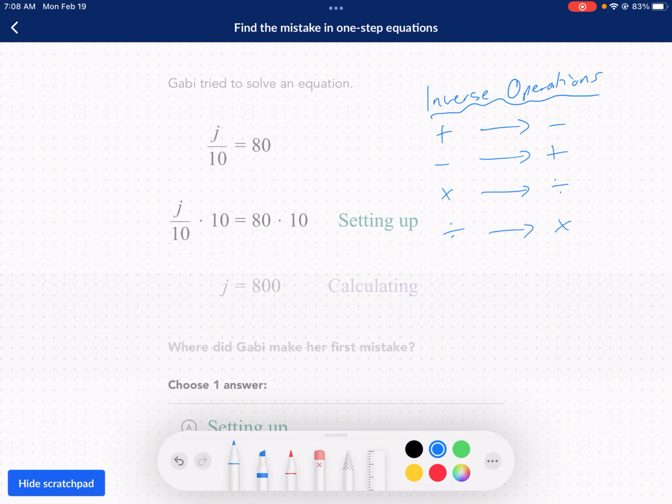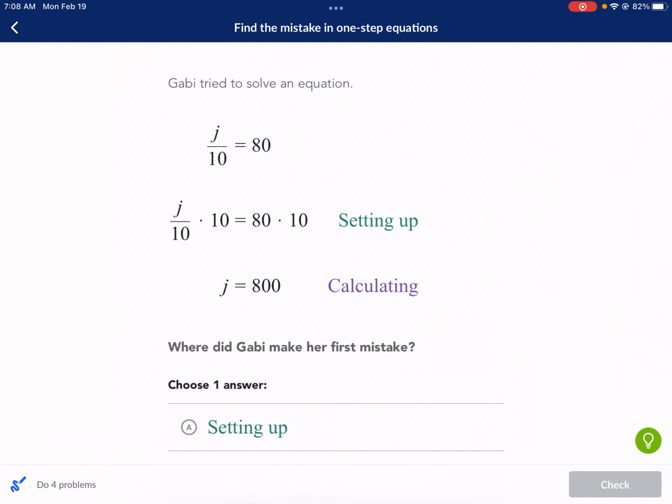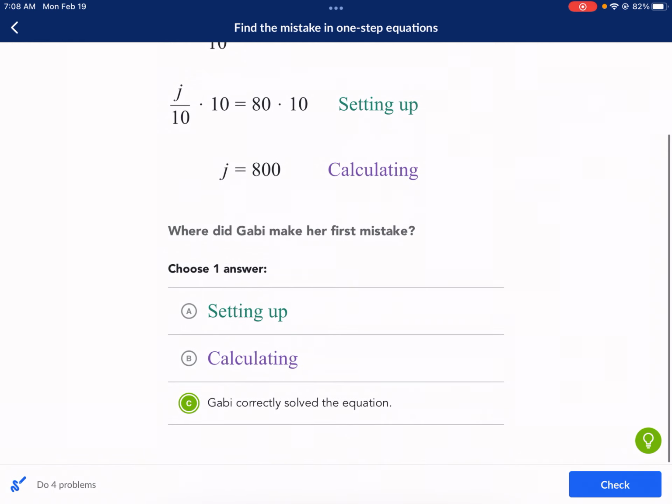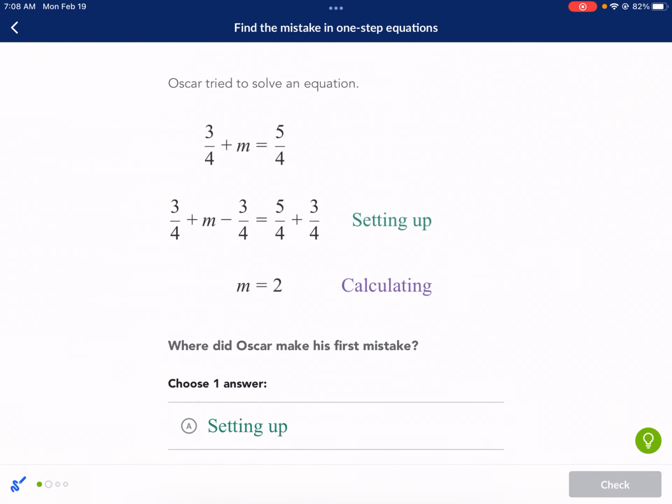In this case, we're noticing that our variable, j, our unknown, is being divided. So if we want to undo that operation, we need to multiply by 10. And you can see that's the step that's taken place in the setup phase. Then in the calculating phase, the j is by itself because the 10 cancels with the divide by 10. We just need to do on the right side 80 times 10, which is 800. So everything's done correctly on this one. Gabby did a great job, and we can select that and move on to our next question.